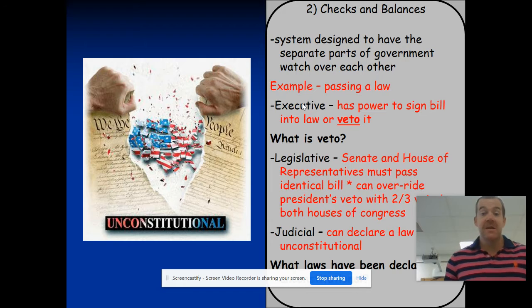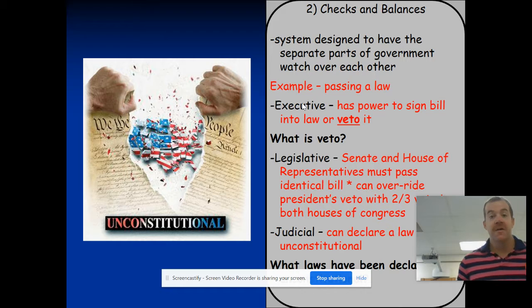But before that can go into effect, it has to be signed by the president. So the president can veto it. He can shut it down, just like we did last school year with the coronavirus, just like the governor did our economy. He shut it down. So that's an example of checks and balances. It's this idea to keep one branch from becoming too powerful.